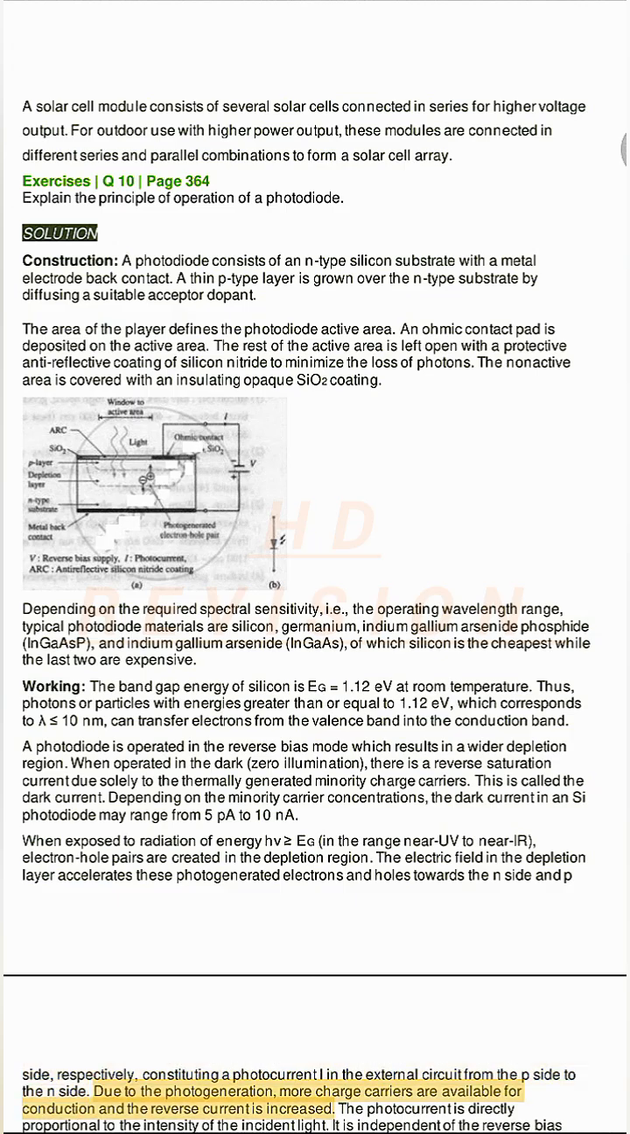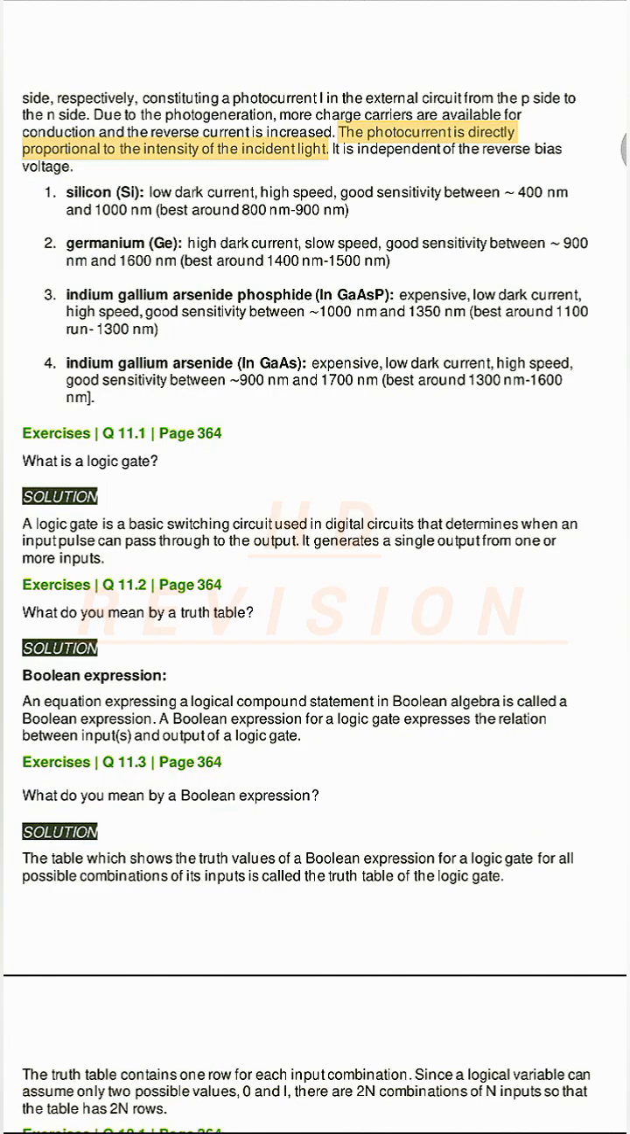Due to the photogeneration, more charge carriers are available for conduction and the reverse current is increased. The photocurrent is directly proportional to the intensity of the incident light. It is independent of the reverse bias voltage.